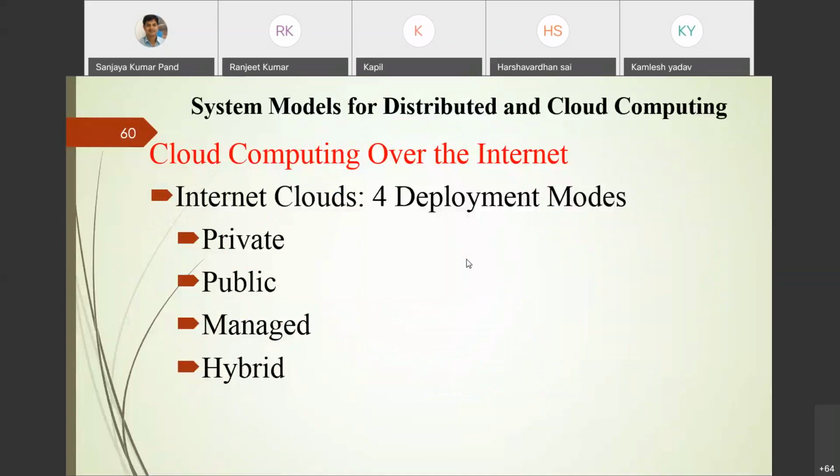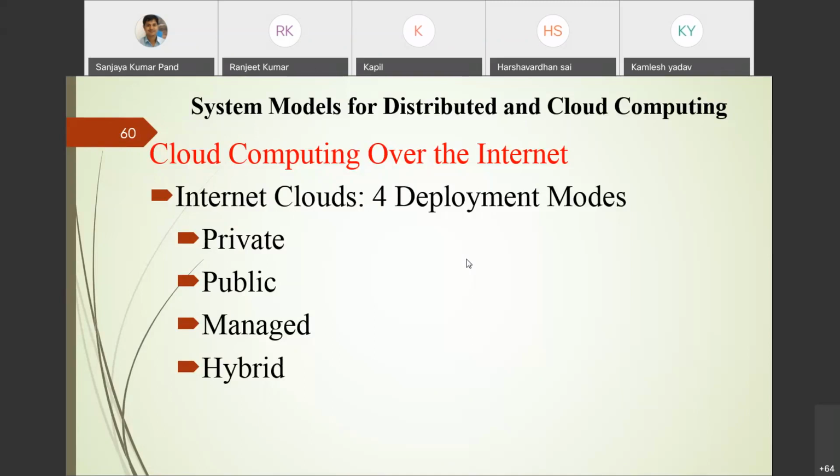Just take nitw.ac.in, our email ID. It is a service given by Google, but these email IDs are not managed by us. So we subscribe to an off-premises private cloud. If these email servers and everything were managed by NITW, then we could claim it as an on-premises private cloud. Public cloud, anybody can participate, like gmail.com. Anybody can create an account in Gmail and use the services. That is public cloud.